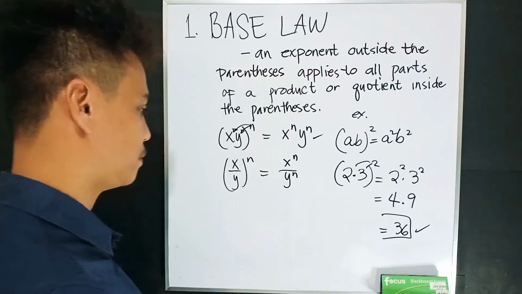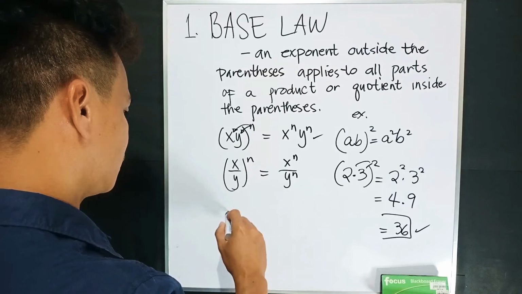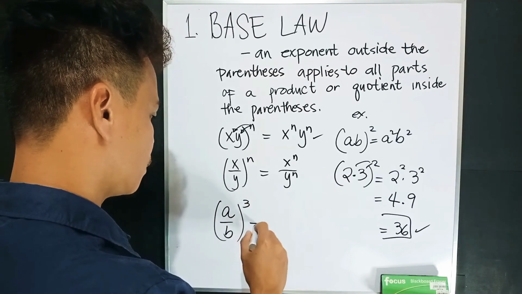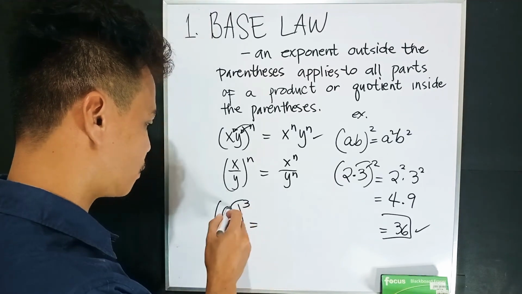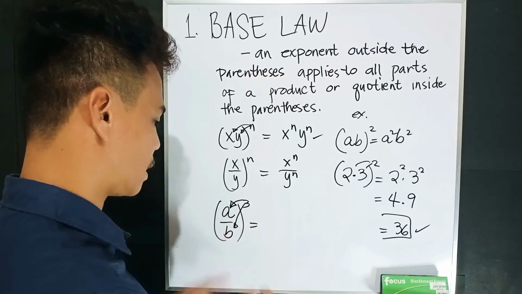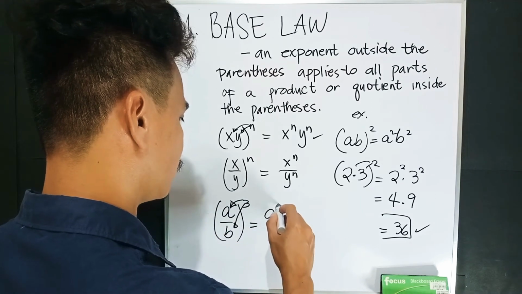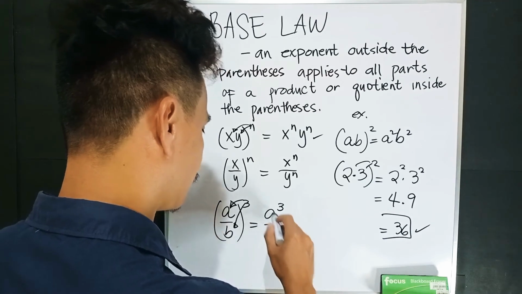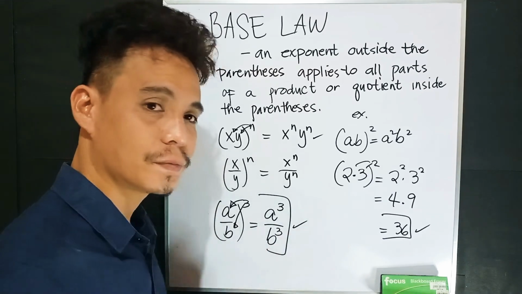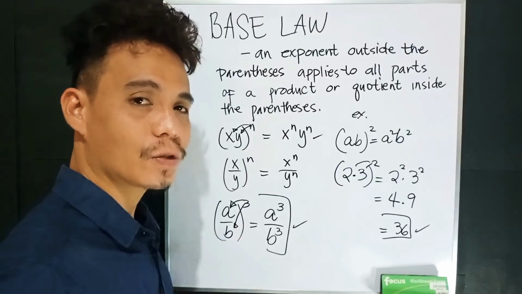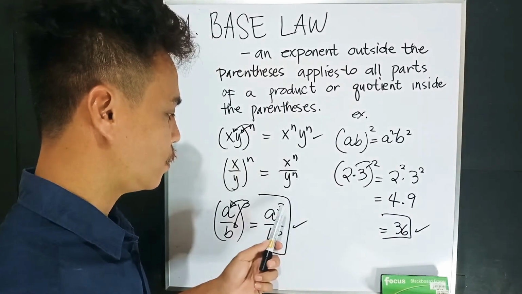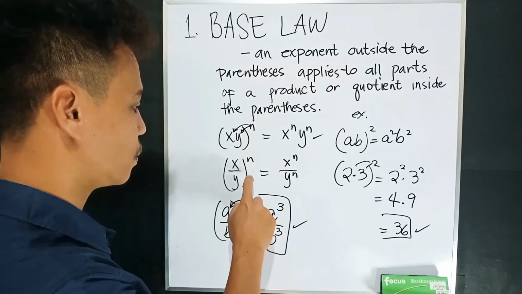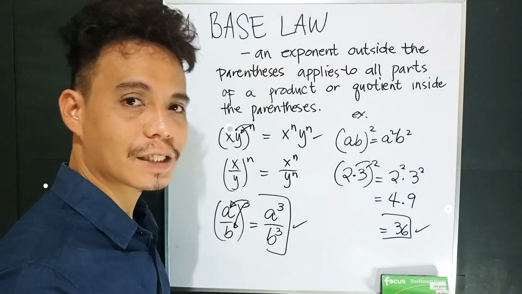So, another example. So, if this is a over b, raised to 3. So, mangyayari dito guys is distribute din natin yung exponent isa-isa. So, our answer will be a raised to 3 divided by b raised to 3. Okay? So, i-distribute lang natin yung exponent papaloob, either kapag nag-multiply tayo or kapag nag-divide tayo. So, that is now the second law.